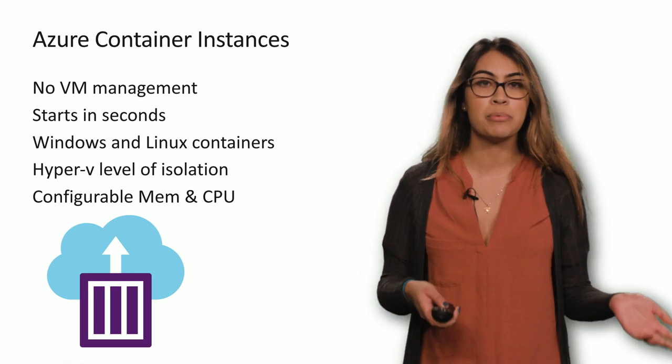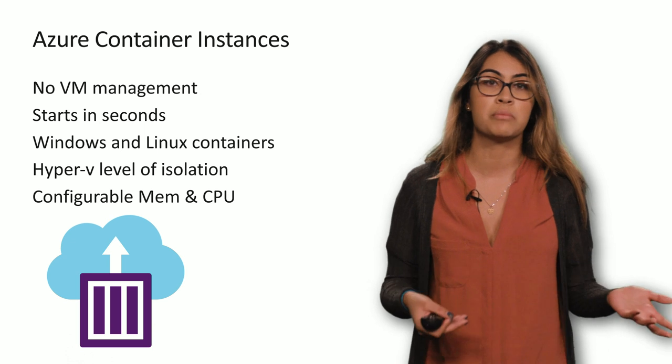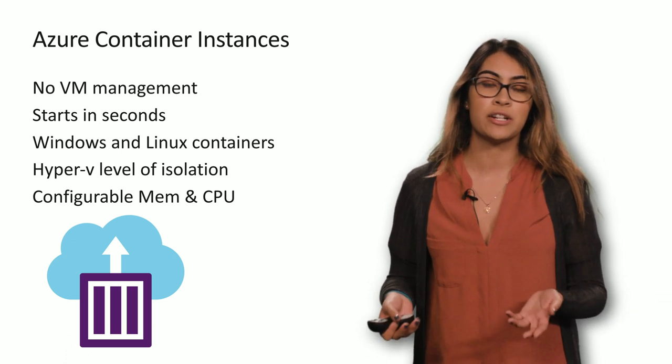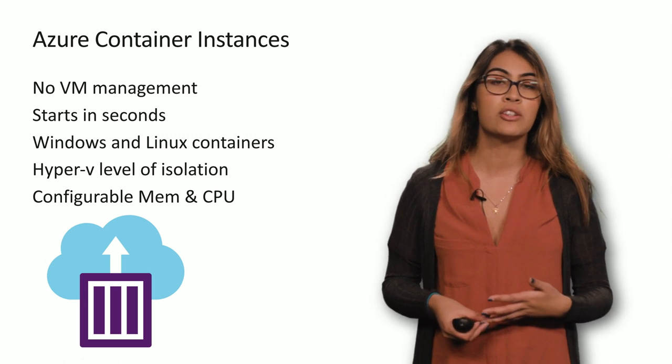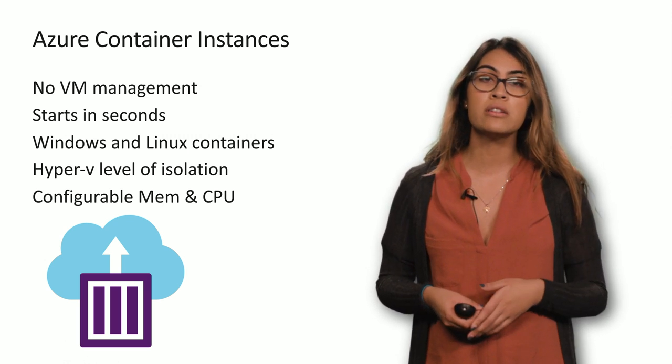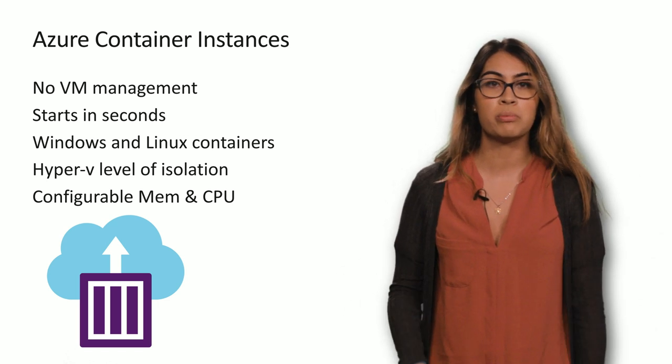It's also Hyper-V isolated, so that means you have the same level of isolation that you get in VMs today. It's just at the container level. You can also configure the amount of memory and CPU that you want. So you can say you want 4 cores and maybe 14 gigabytes. You really get to choose, which is pretty awesome.